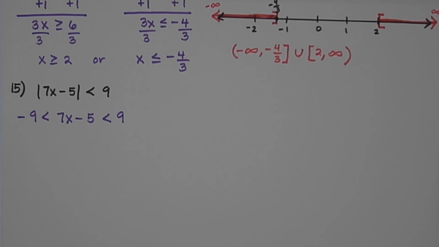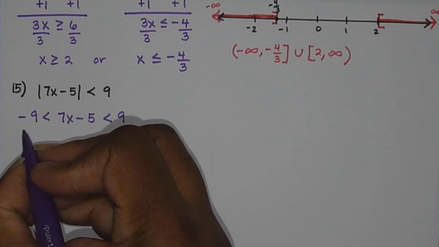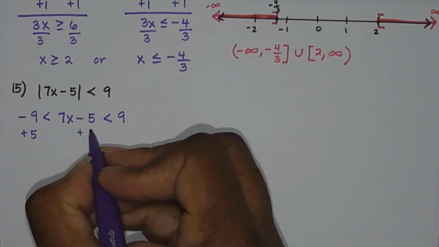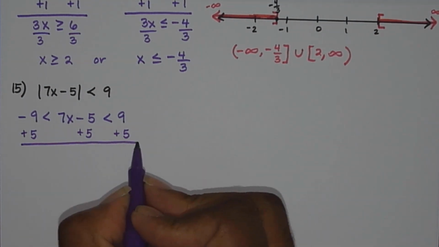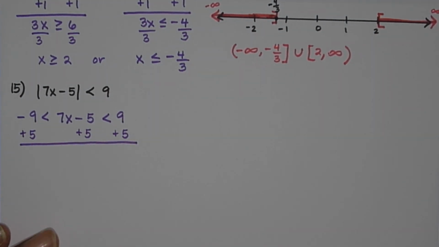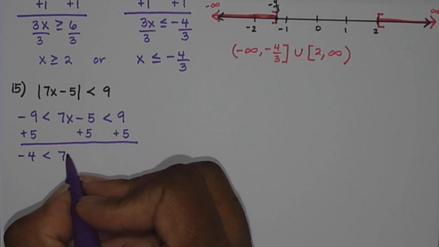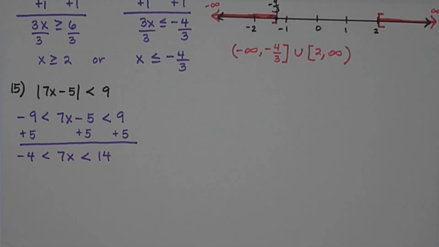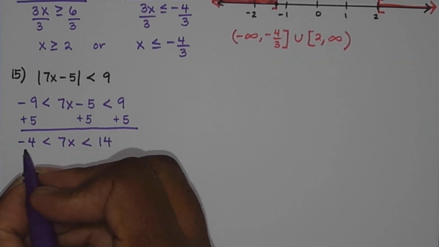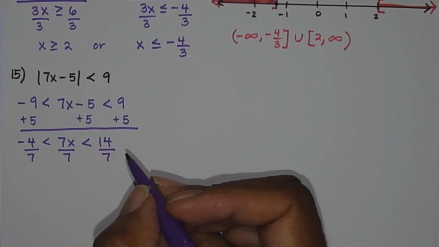Now, let's go ahead and isolate the variable by itself in the middle. We're subtracting 5, so I need to add 5 on the left side, add 5 on the right side, and in the middle. All right, so negative 9 plus 5, negative 4, that's less than 7x, and less than 9 plus 5 is 14. Now to get x by itself, I'm multiplying by 7, so I need to divide the left side, the middle, and the right side by 7.